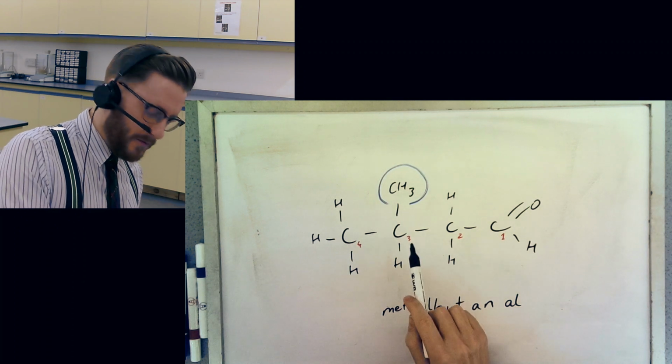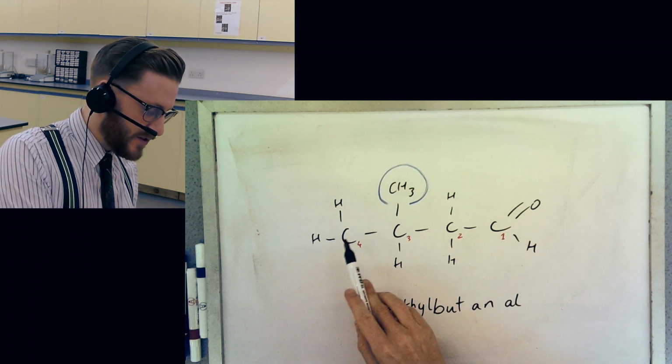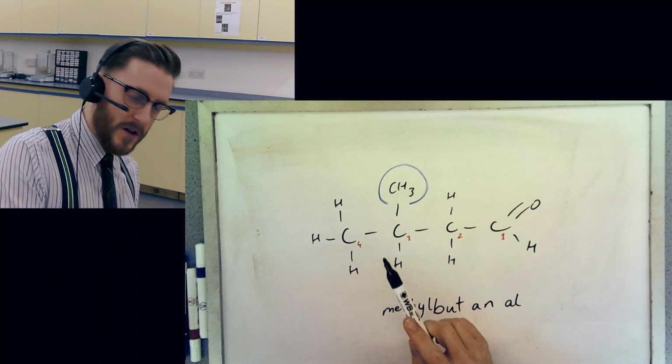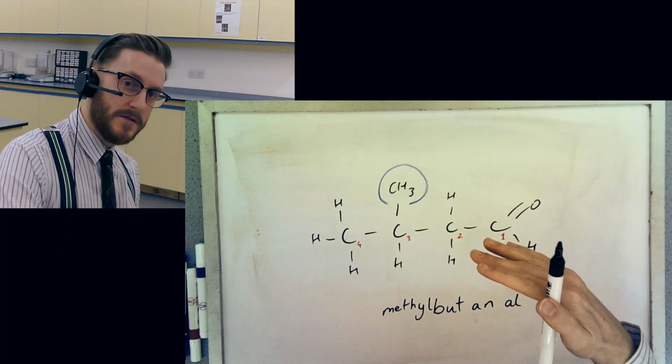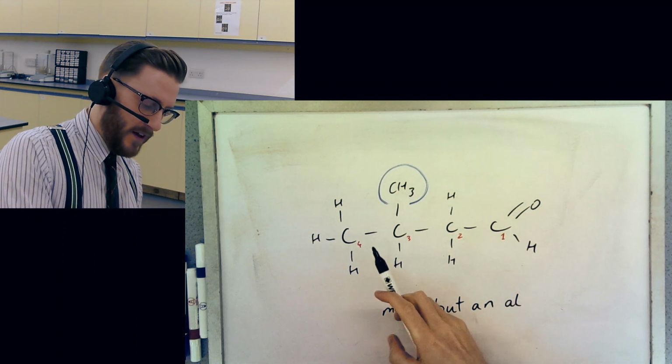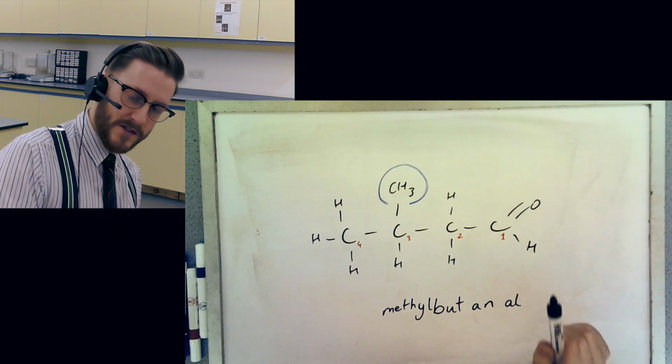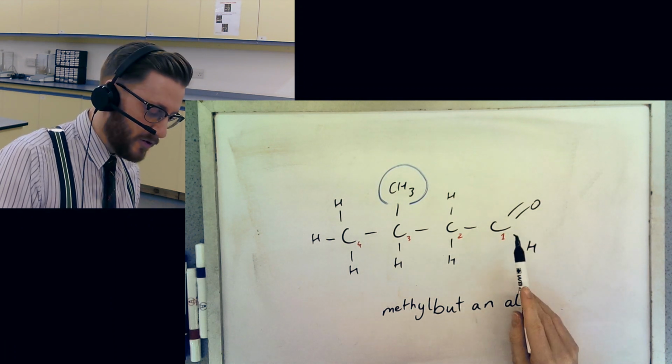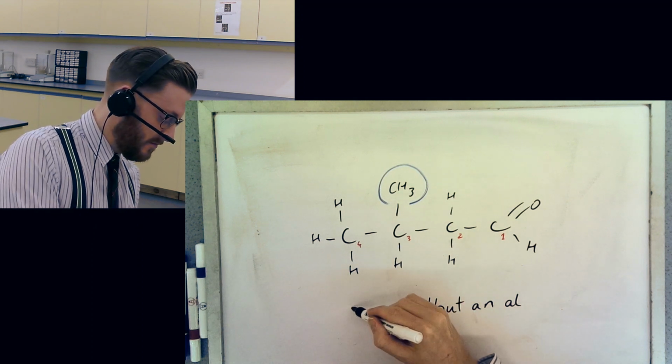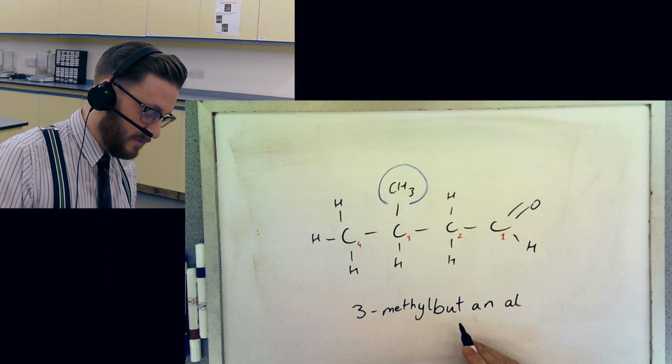And the last thing is, I need to put the number on it. And this is really important because usually we would count a branch from the shortest side of where it appears, 1, 2. But what takes precedence over that, or priority, is the fact that the functional group here is number 1. And I have to count from the functional group. So 1, 2, 3 means I have a 3-methyl butanal.